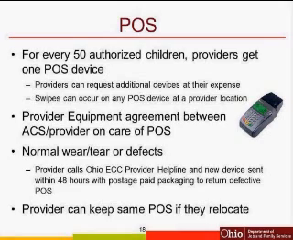A provider equipment agreement is completed between ACS and the provider on the care of the POS. The equipment agreement outlines normal wear and tear or defects on the POS. If there is a defect with the POS, the provider can call the Ohio ECC Provider Helpline, and a new device will be sent with a postage-paid package to return any defective POS device. The new POS device will be mailed within 48 hours of this request. The provider, if they relocate, can simply keep the same POS device.